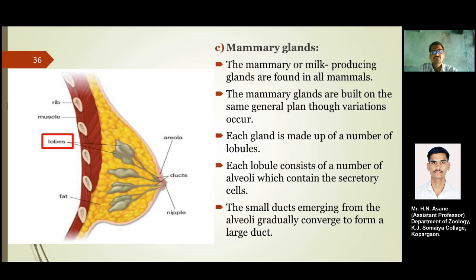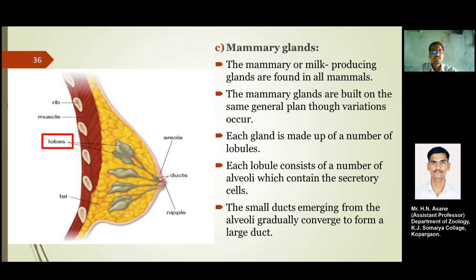So hence the production of milk in the females, so they are nourishing their young ones. That production of milk occurs in the female mammals, okay. Each gland is made up of a number of lobules, as you can see I have highlighted in the red color the lobes of the mammary gland, okay.